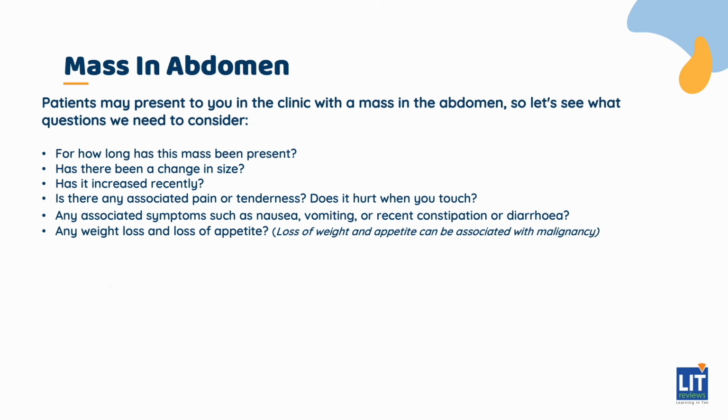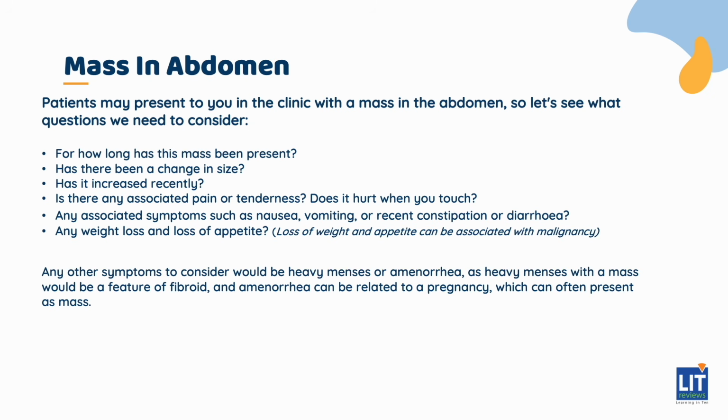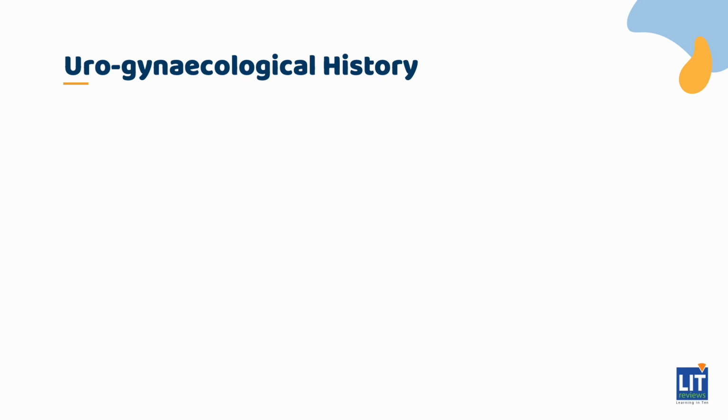Ask about weight loss and appetite, as that can be associated with malignancy. Other symptoms to consider would be heavy menses or amenorrhea. Heavy menses with a mass would be a feature of fibroid, and amenorrhea can be related to a pregnancy, which can often present as a mass.